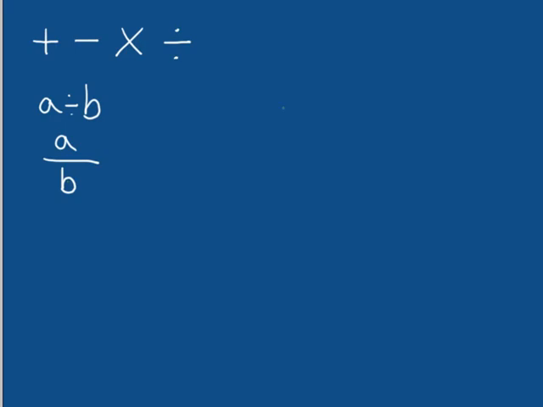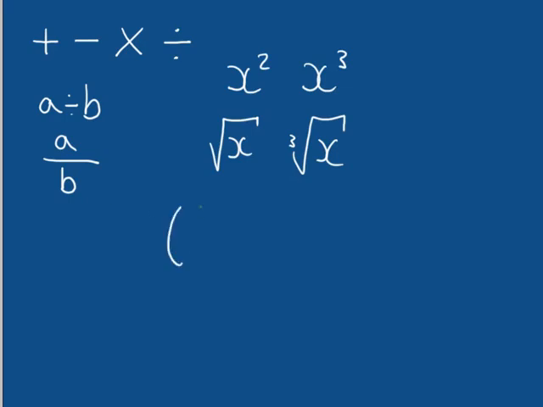We have powers, for example, x squared is x to the power of 2. X cubed is x to the power of 3. We also have roots, for example, the square root of x, or the cube root of x. And we also have parentheses, which are used to group parts of an expression together.